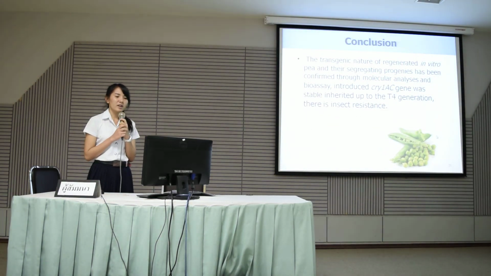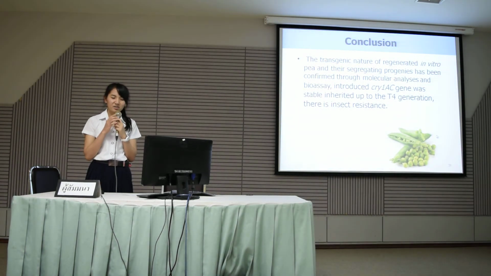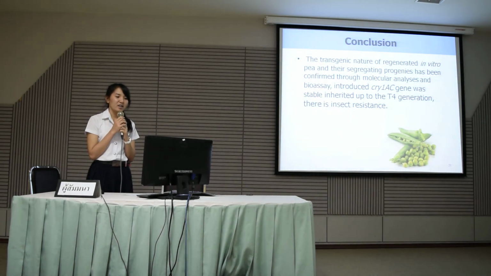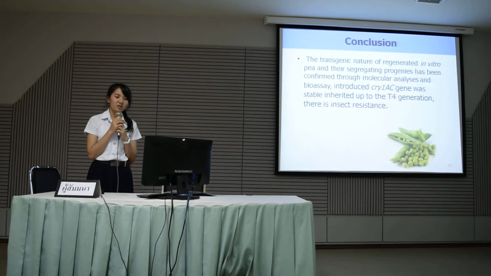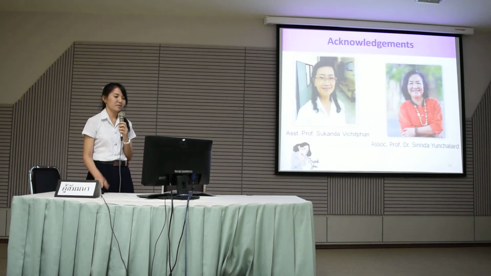Conclusion: transgenic P has been confirmed through molecular analysis and bioassay. The introduced CRY1AC gene was stably inherited up to T4 generation, and there is insect resistance.